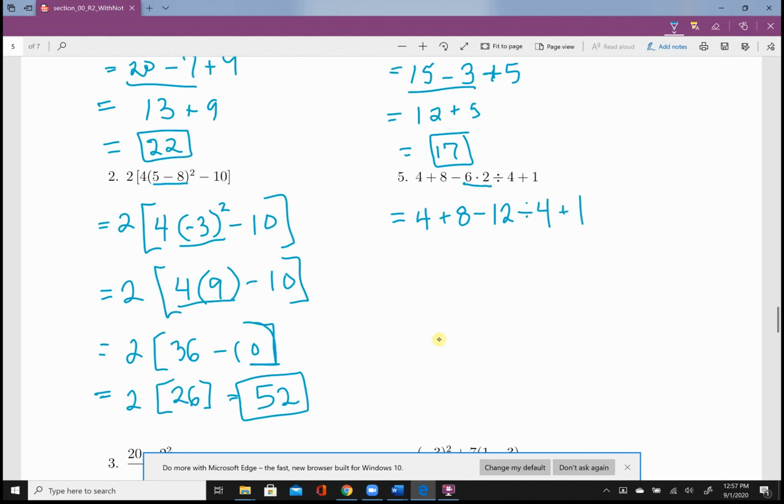Okay, so the next thing that I'll do is 12 divided by 4, not negative 12 divided by 4, because this is subtraction, okay? 12 divided by 4 is 3, so we have 4 plus 8 minus 3 plus 1. Now I'll do the addition. 12 minus 3 plus 1. Now I'll do 12 minus 3, sorry, that'll be 9. Plus 1 is 10.